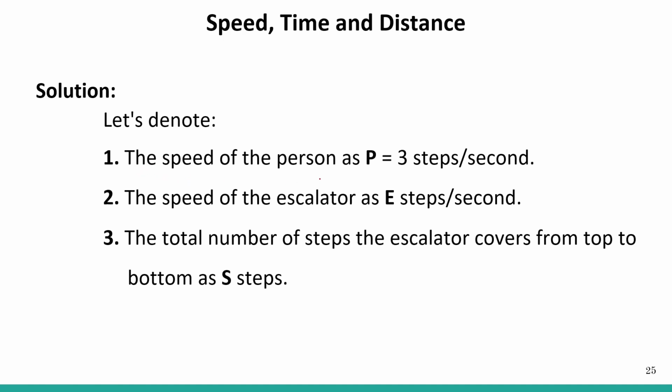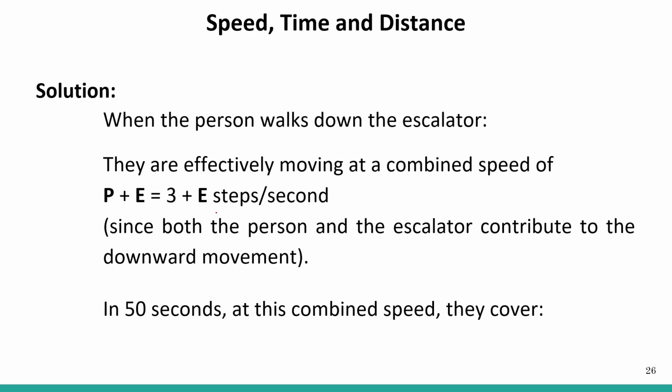Breaking down the problem, we have to denote some things. The speed of the person will be p, that is 3 steps per second, and the speed of the escalator will be e steps per second. The total number of steps on the escalator from top to bottom is s steps. So they are effectively moving at a combined speed of p plus e, which is 3 plus e steps per second, since both the person and escalator move downward in the same direction, so their speeds add up.